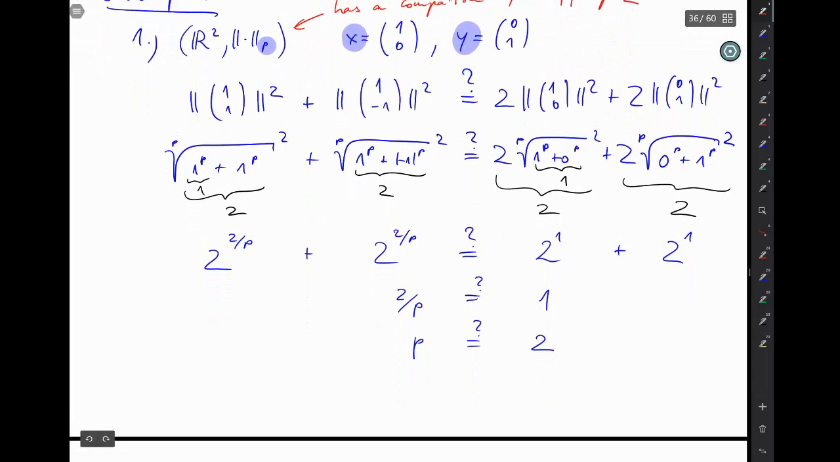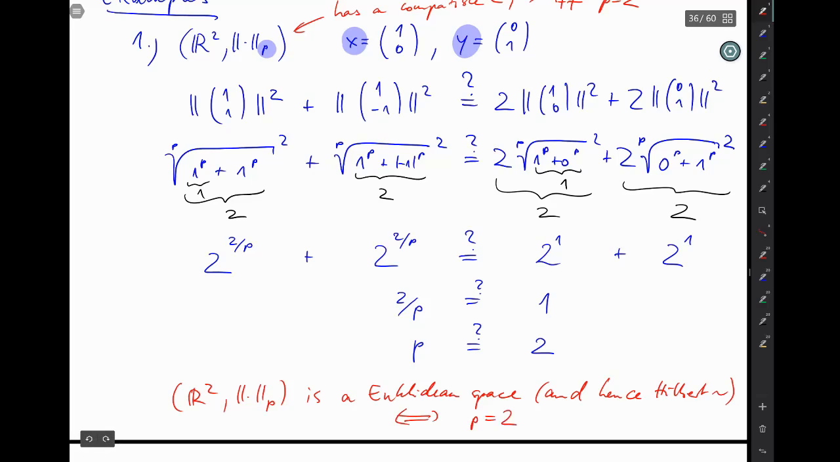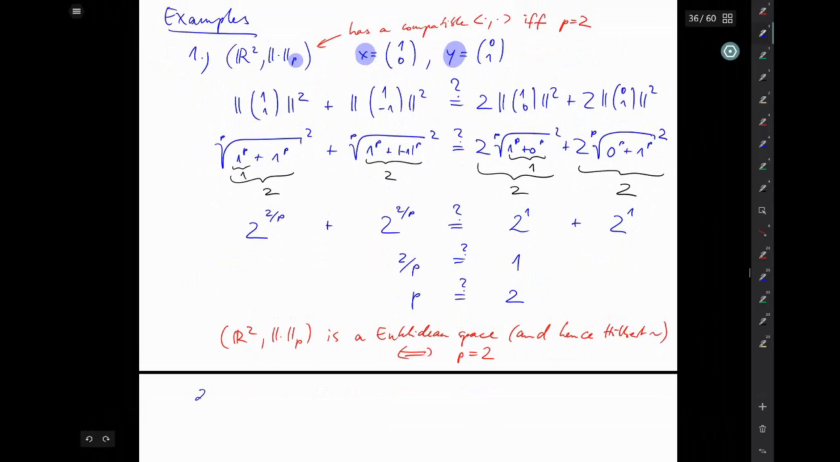Or we could say that R2 with the p norm is a Euclidean space, and hence a Hilbert space because it is complete, if and only if you're taking the 2 norm, if you're taking p equal to 2. Okay, and that example is already showing you the way to the other examples, which we can put very short.